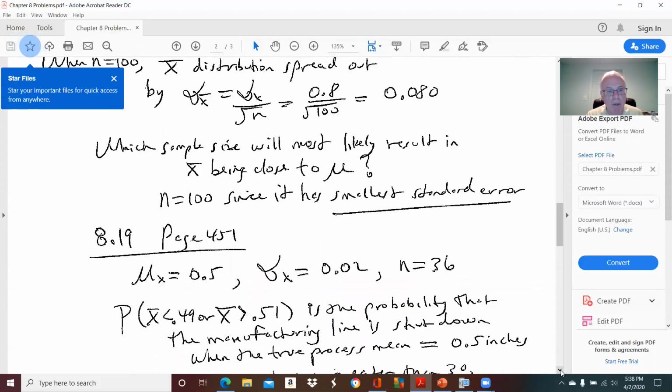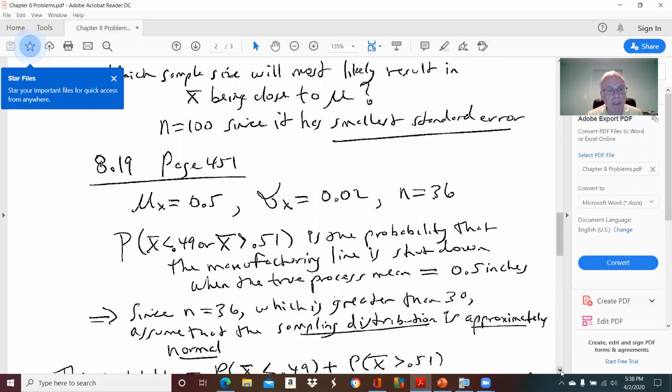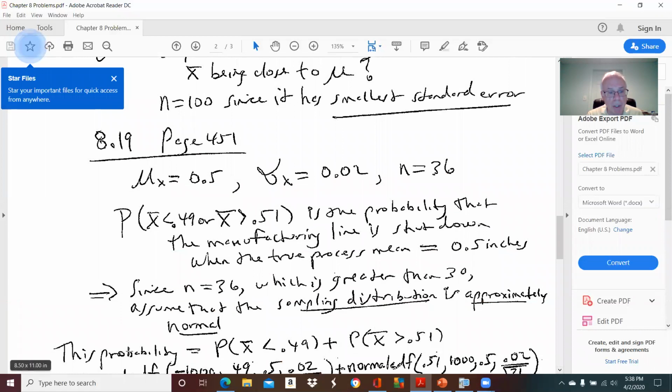And then finally, on page 451, number 19, I wanted to show you this one.